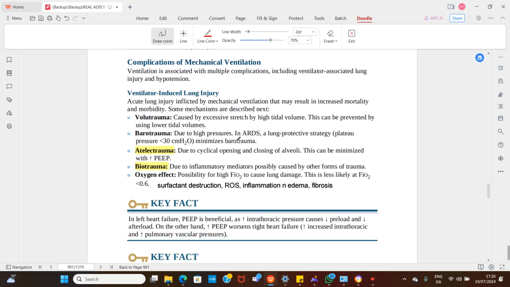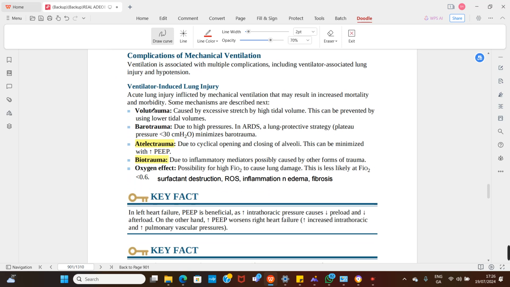Complications of mechanical ventilation: a lot of them. There could be volutrauma. Volutrauma means you have given too much tidal volume and it can burst. This can be prevented by using lower tidal volume, particularly in people with ARDS. Don't forget ARDS. The next is barotrauma, high pressure.